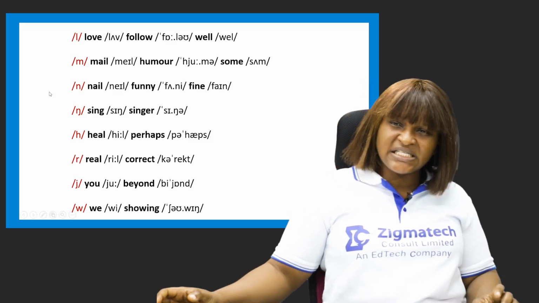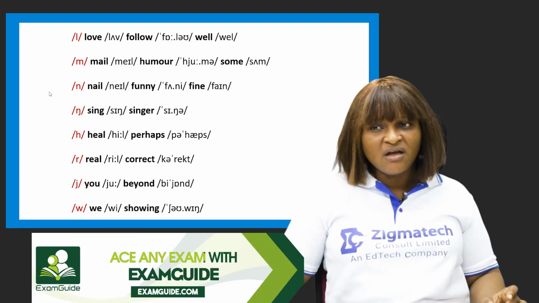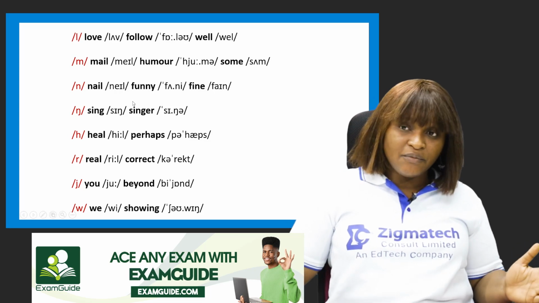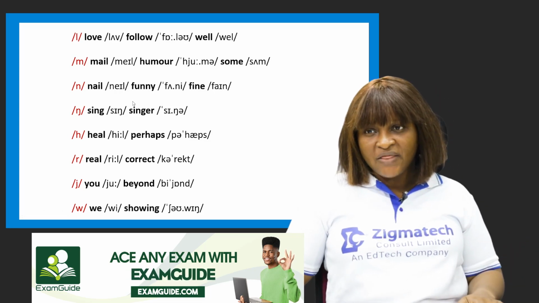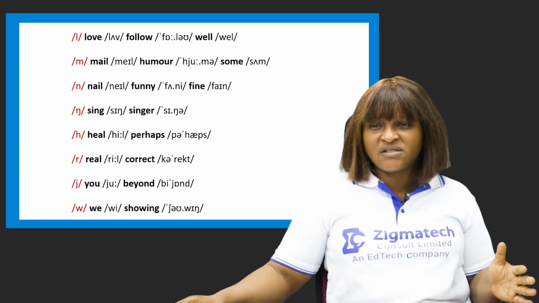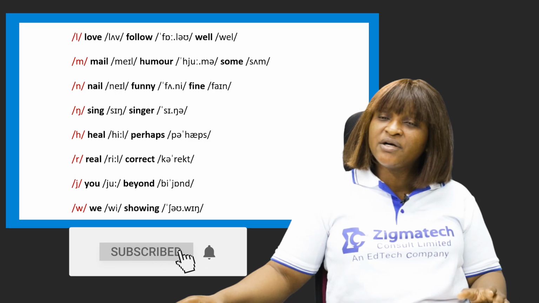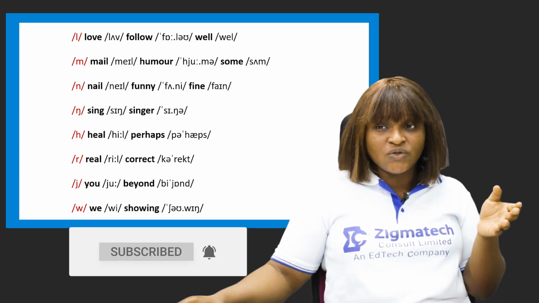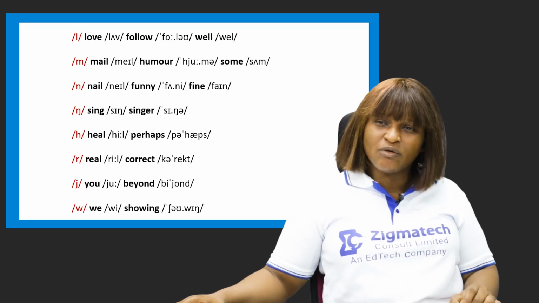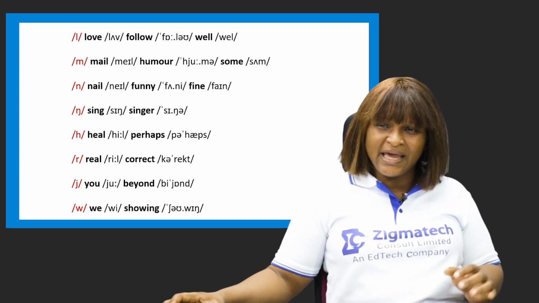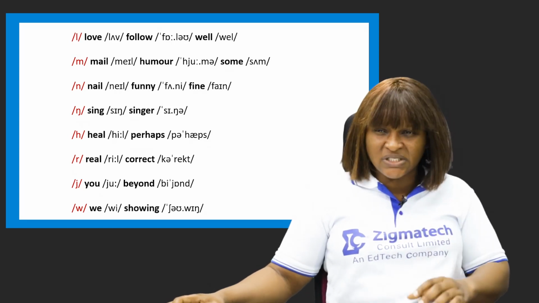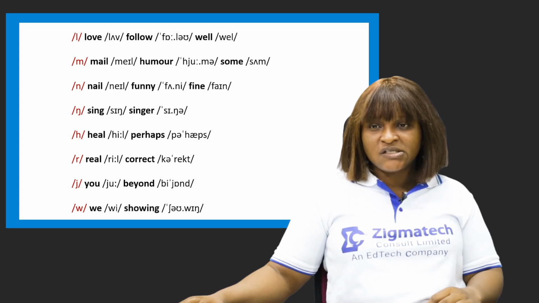All right, so we have the nail sound: nail, funny, and fine. We still have them at the initial, the middle, and the final. Then we have the ng sound. You have sing, you have singer, you have rang is also there. It's a consonant sound that is quite like the N, but it's not N, it's produced through the nose. We call it a nasal sound.